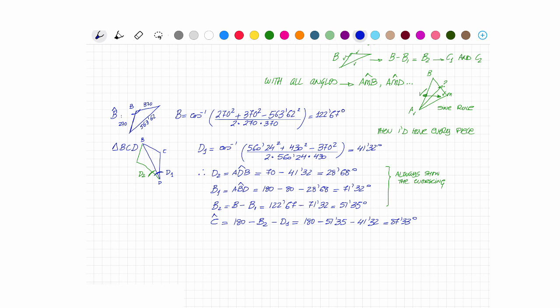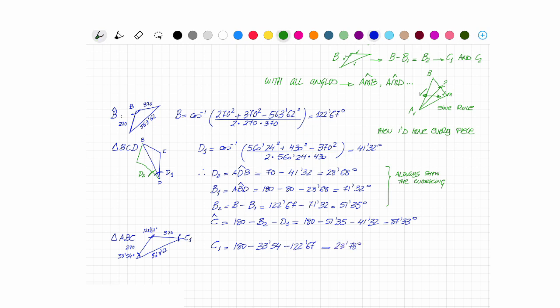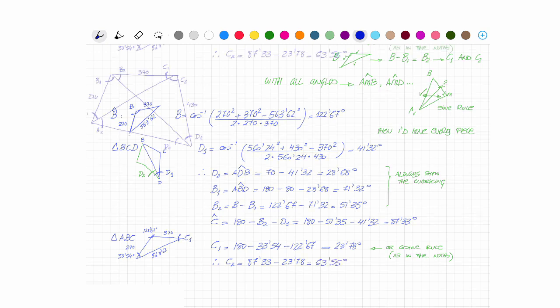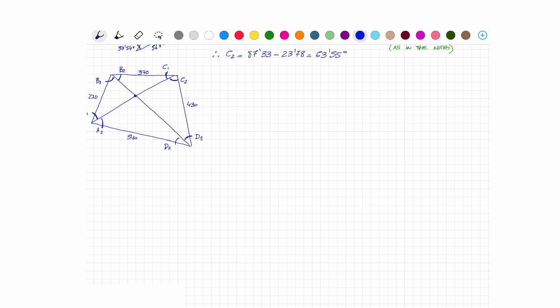We're almost there. Now in triangle ABC, I have all three sides and two of the angles. So I can find C1 very quickly by subtracting from 180, and that is 23.78. Or you could use the cosine rule, which is what I did in the notes, even if it was a simpler way. And then with C and C1, I get C2. I've summarized here all the values we have, so again, we don't have to scroll up and down.